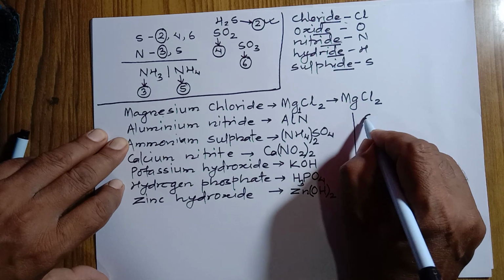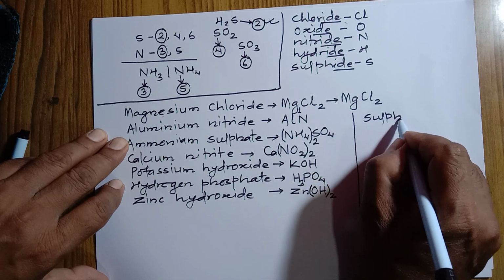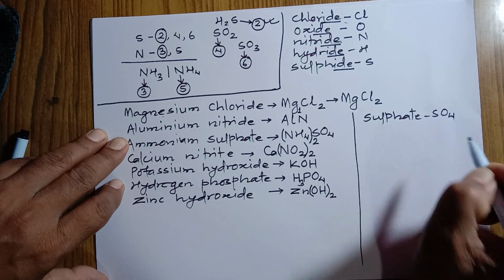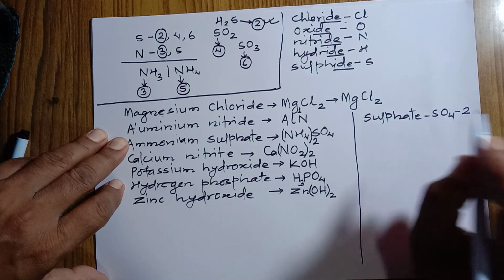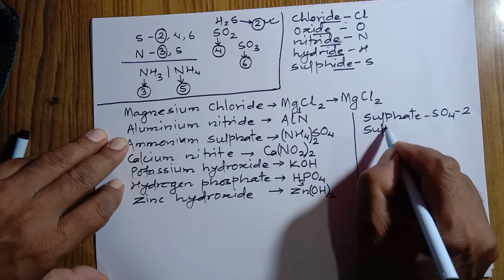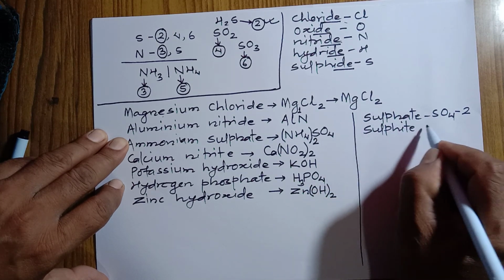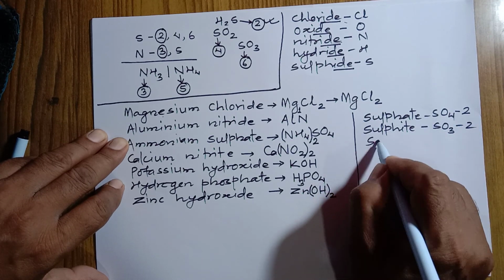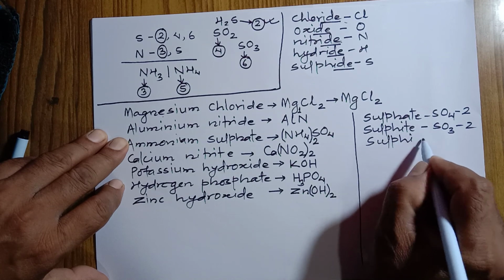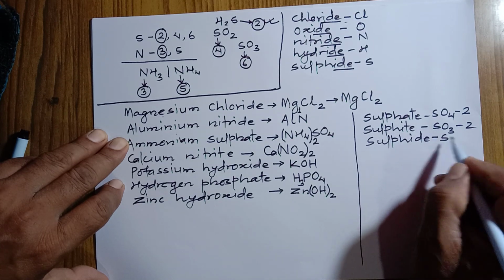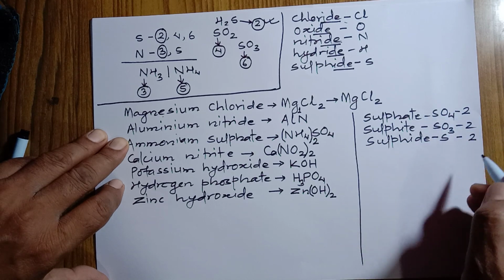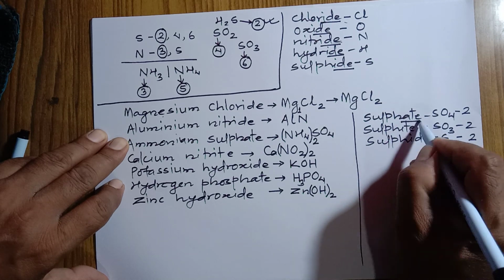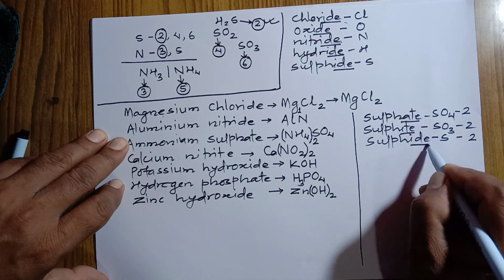Just for example, sulfate. Sulfate means SO4. This is a radical. Its valency is 2. In the same way, sulfite is another radical, SO3. Its valency is also 2. But sulfide, where sulfur is combined, its valency is also 2. All of them have valency 2, but they are completely different things. Look at this one: ate means SO4, ite means SO3, ide means sulfur is combined.